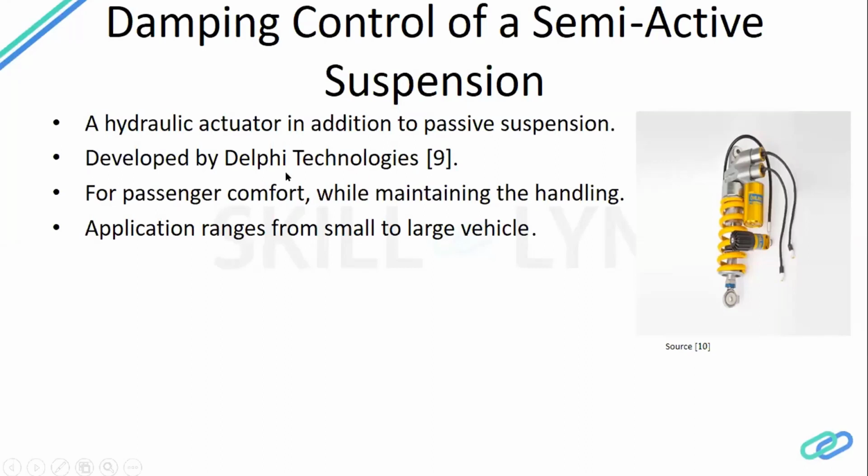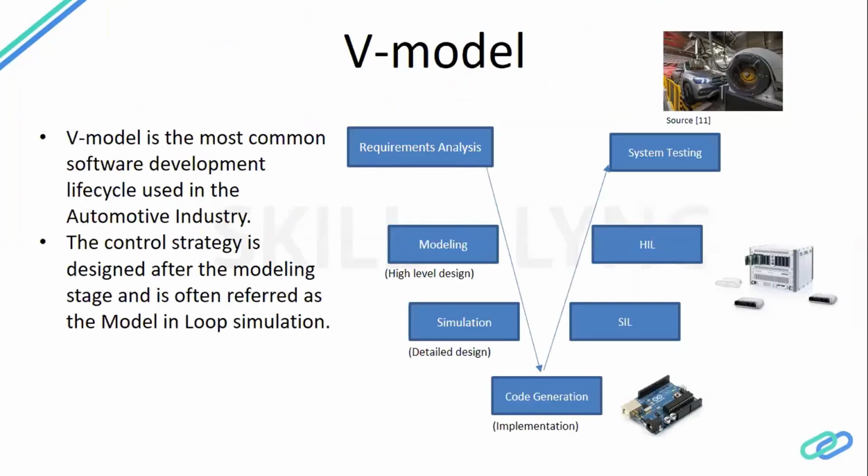So that was a brief history about semi-active suspension. It was developed by Delphi Technologies, and the main reason was that though passengers are more inclined to better comfort, handling is an important part when you drive a car. So semi-active suspension was developed to focus on getting comfort, but still maintain the handling. You can find it in a motorbike as well as in cars. So we already know the system which we are trying to control. The next step will be to analyze the requirement: what do we want, and then accordingly how should we proceed?